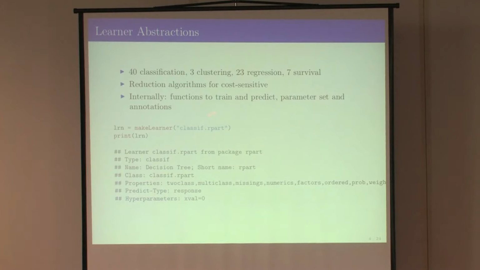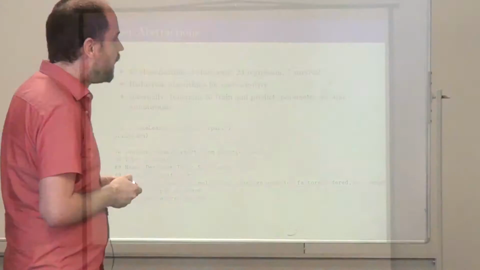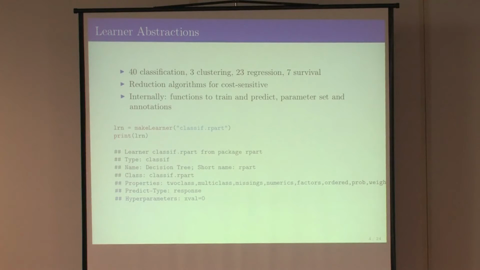Exactly. So how would you use such a learning algorithm? Well, you call make learner, put in the name in here. This says, give me a classification algorithm. I want to have rpart. That's recursive partitioning. That's just a decision tree, right? So that's CART, if you know that. And you can again print it and summarize it, and it tells you, well, I'm from package rpart. By the way, this will get automatically loaded. I'm a classification algorithm. My name is decision tree. I have a short name, which is rpart, which is useful for tables and plots and so on.